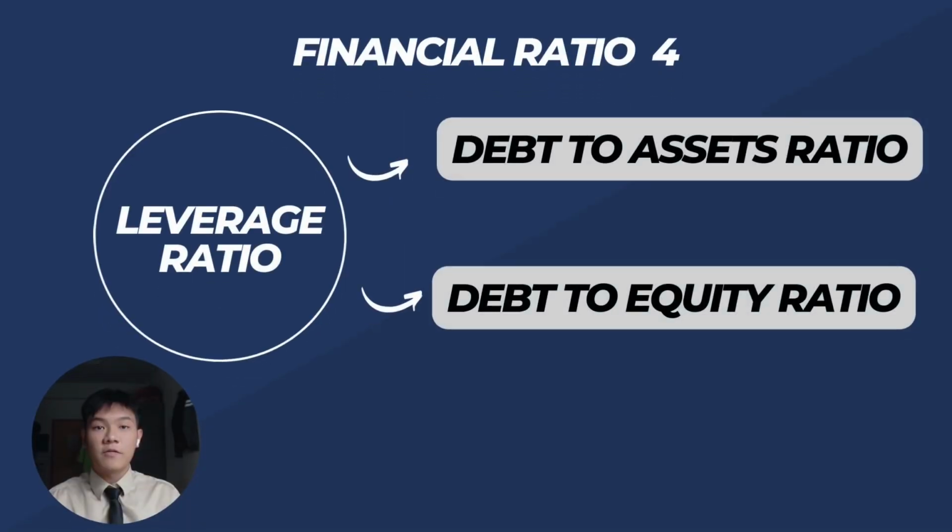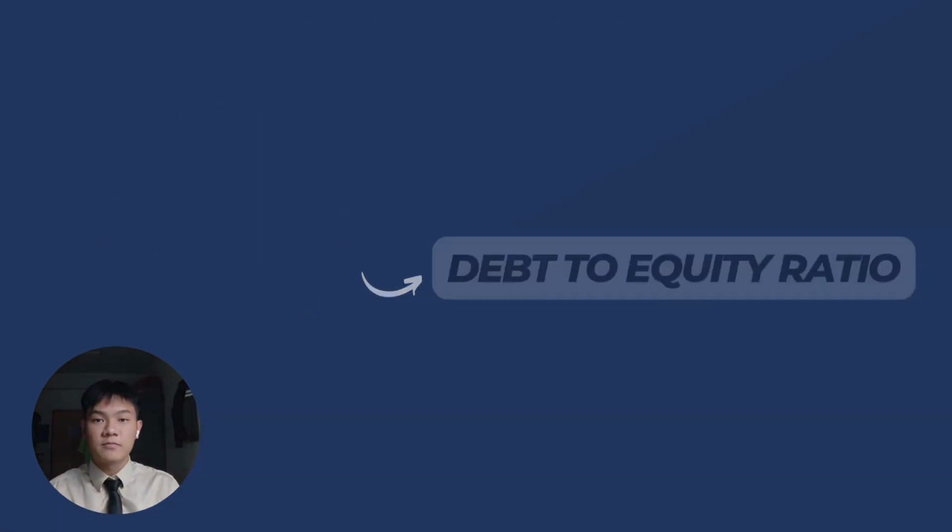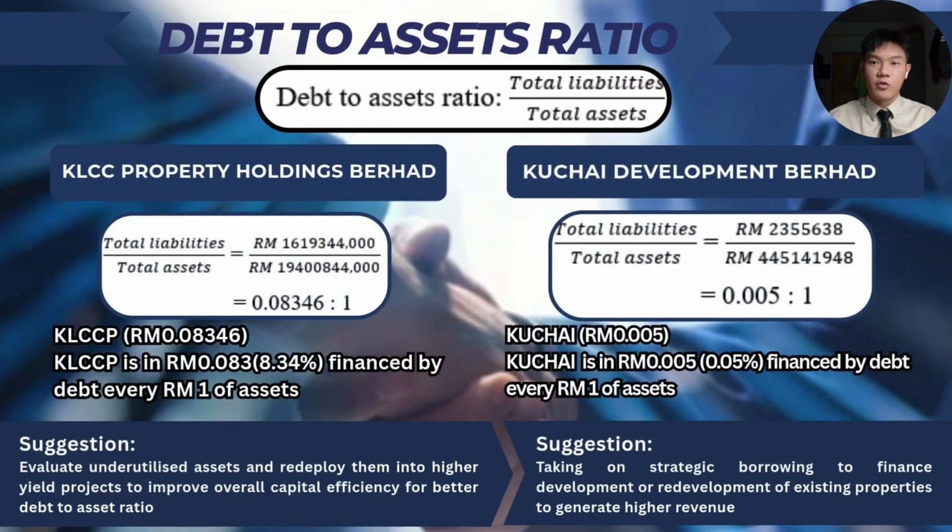Now, moving on to the fourth financial ratio, which is the leverage ratio. The leverage ratio measures how much a company relies on debt to finance its assets and operations. Under this category, there are the debt to asset ratio and the debt to equity ratio. Now, moving on to the debt to asset ratio. The debt to asset ratio measures how much of a company's total assets are financed through debt.